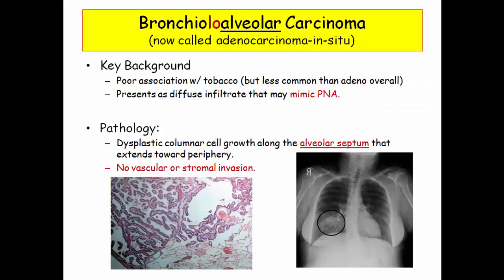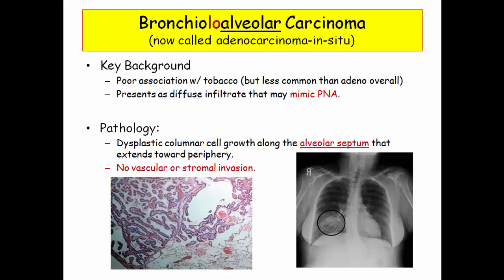And here is a quick infomercial on what was formerly called bronchial-alveolar carcinoma, but now classified mercifully as adenocarcinoma in situ. That makes our job so much easier. So here's the quick and dirty. First, this also has a poor association with tobacco, but don't be deceived. Adenocarcinoma is way more common. They'll come after you on this one.